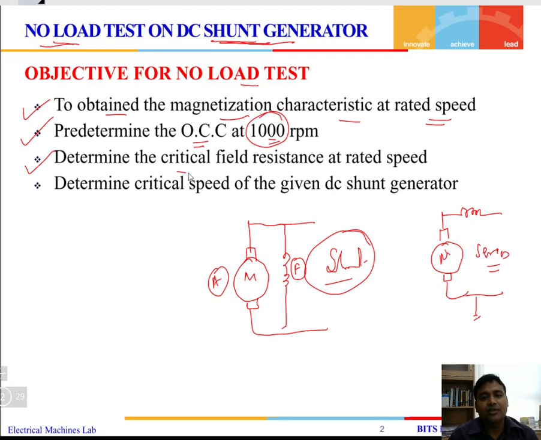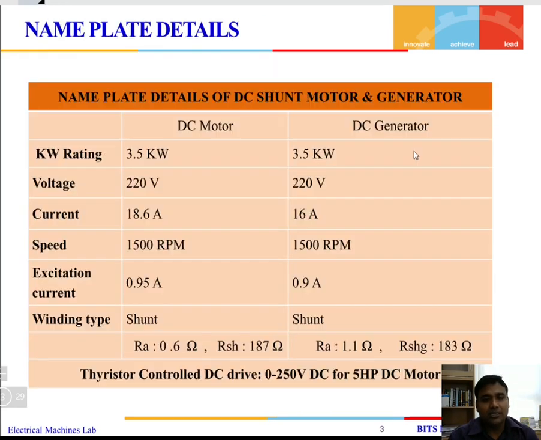Determine the critical field resistance at a rated speed. So at rated speed, what is the critical field resistance and critical speed of the given DC generator? So here you have to find the resistance, here you have to find the speed under the critical condition at the rated speed and for the given DC shunt generator.